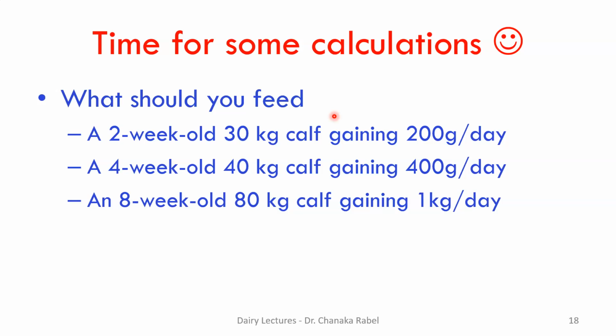Assume these are 30 kilogram calves, 30 kilograms at birth, which means you're giving 3 liters of milk. Do the calculation taking that assumption.